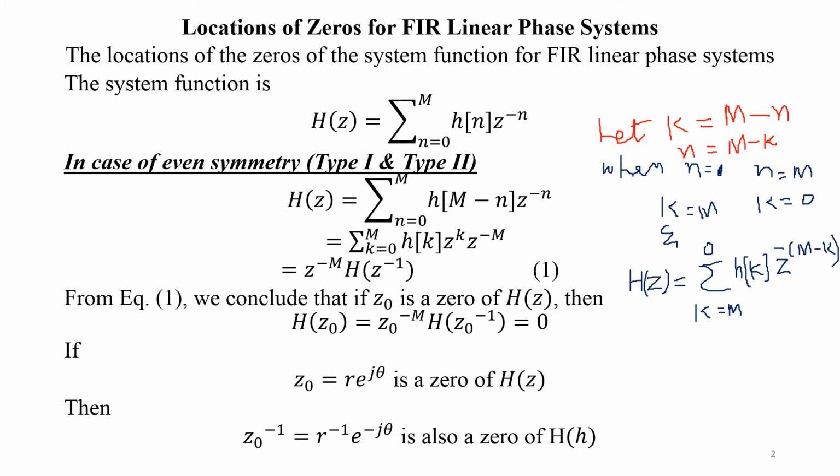So you understand that we replace the variable of summation. If I say let k equal M minus n, that means n equals M minus k. Putting this in the equation, when n equals 0, k will be equal to M, and the upper limit of n is M, so when n equals M, k equals M minus M, which is 0. So when n equals 0, k equals M, and when n equals M, k equals 0.